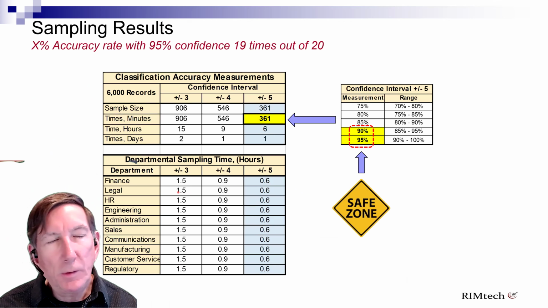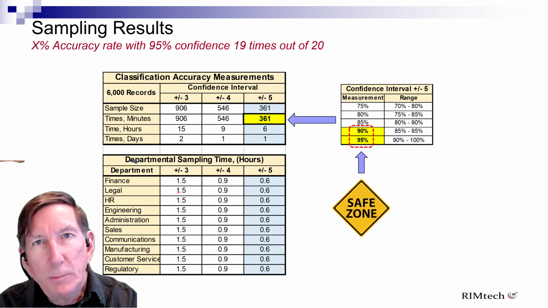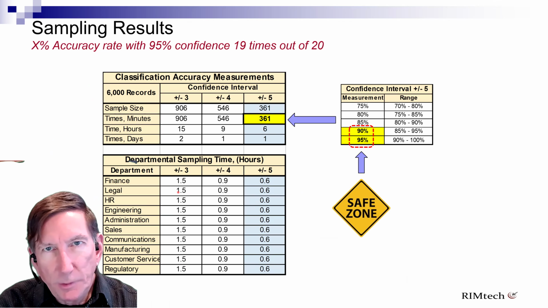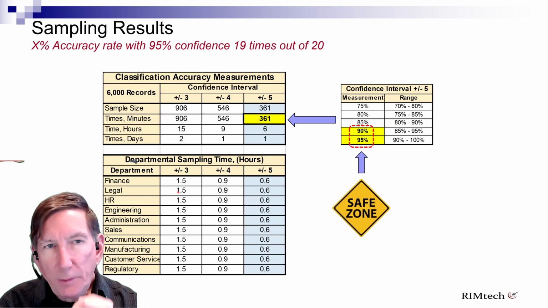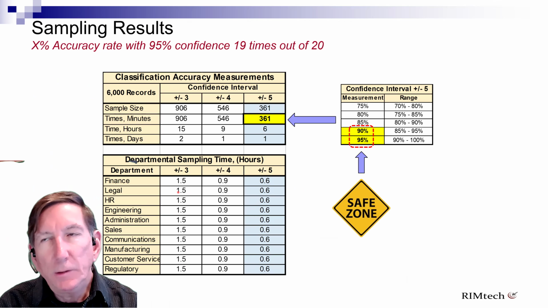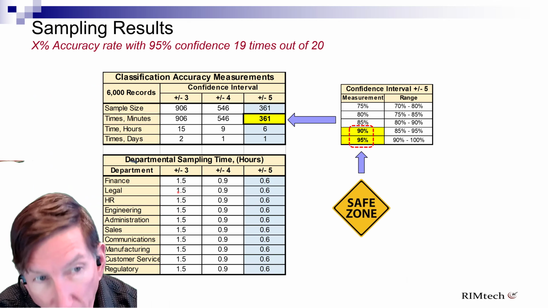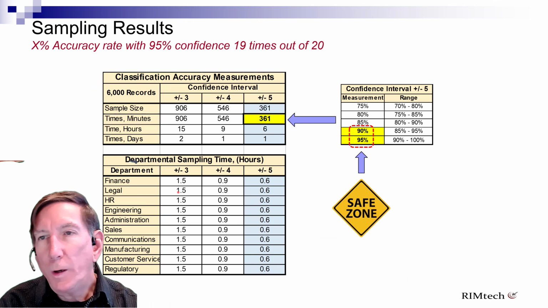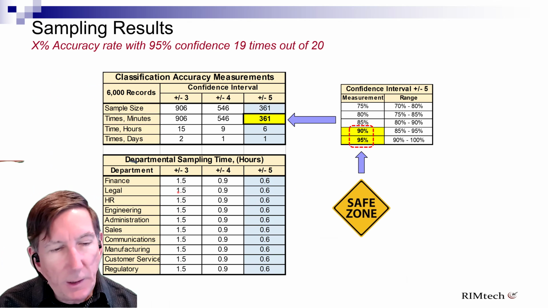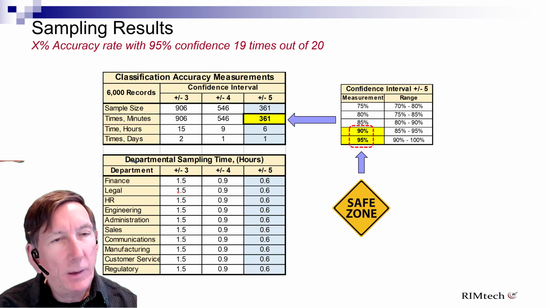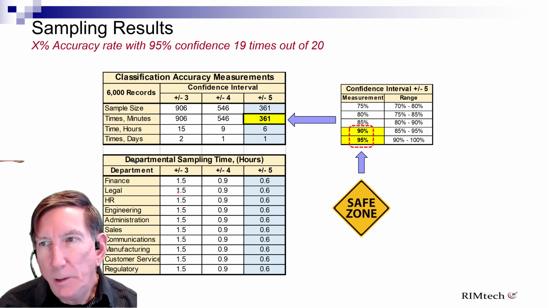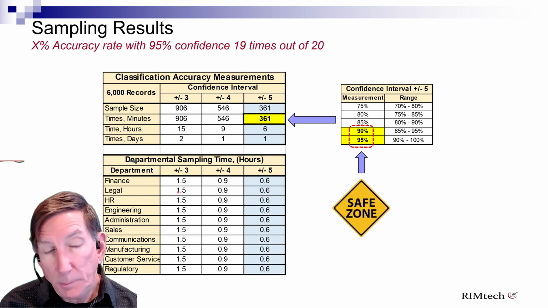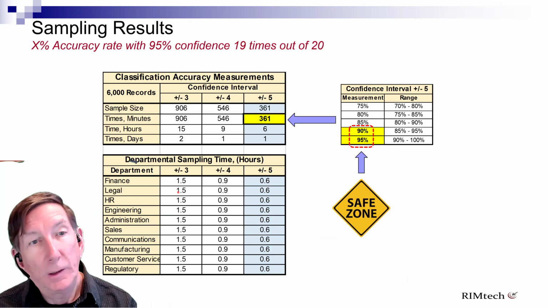Now, what does a number mean? How do we interpret it? It means that whatever the rate is that you measured, I call it X% accuracy rate, we have a 95% confidence, 19 times out of 20, that it's the right number. What it really means is that if you were to measure 85%, then it means that it could be as low as 80% or as high as 90.